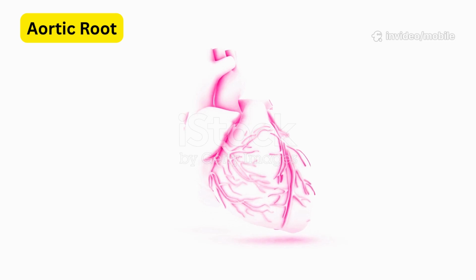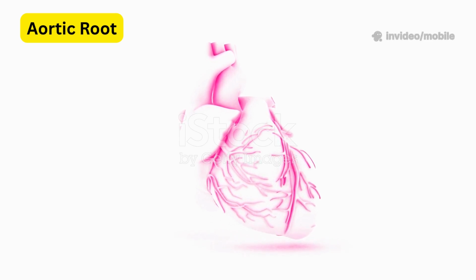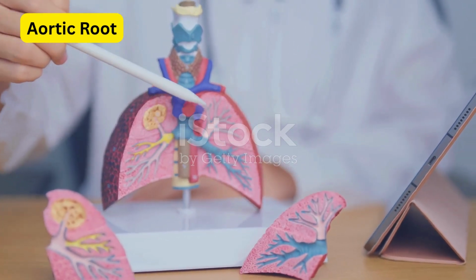The aortic root is the initial, bulbous section of the aorta, the body's main artery, where it attaches directly to the left ventricle of the heart. It is a critical anatomical structure with three main components and functions.